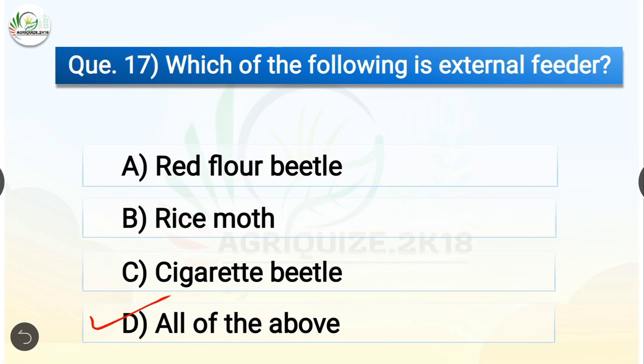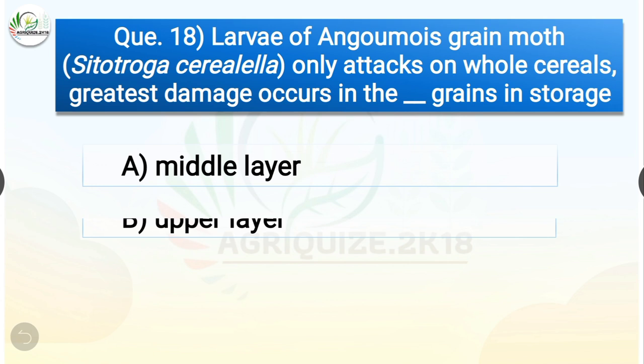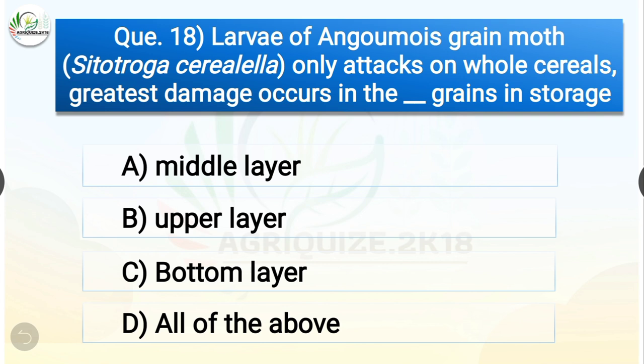Question number 18. Larvae of Angoumois grain moth, Sitotroga cerealella, only attacks on whole cereals. Greatest damage occurs in the dash grains in storage. The options are middle layer, upper layer, bottom layer or all of the above. The correct answer is option B, upper layer. So larvae of Angoumois grain moth only attacks on whole cereals. Greatest damage occurs in the upper layer grains in storage.